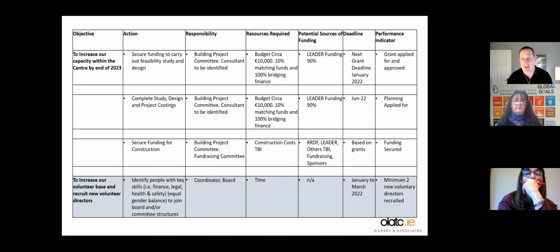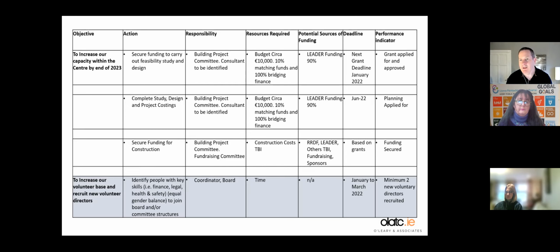I said I would. They asked me for an approximate budget based on bringing in engineers, architects, whatever, so they knew what the resources required were. The budget was roughly about 10,000 plus VAT to get concept designs and surveys done of the existing building and to put together a report at the end of it. I told them they would need 10% matching funds. They would need 100% bridging finance to cover the grant, so that they spend the money first and then draw down the 90% of it. They applied to LEADER funding, which they secured, and got 90% funding approved.